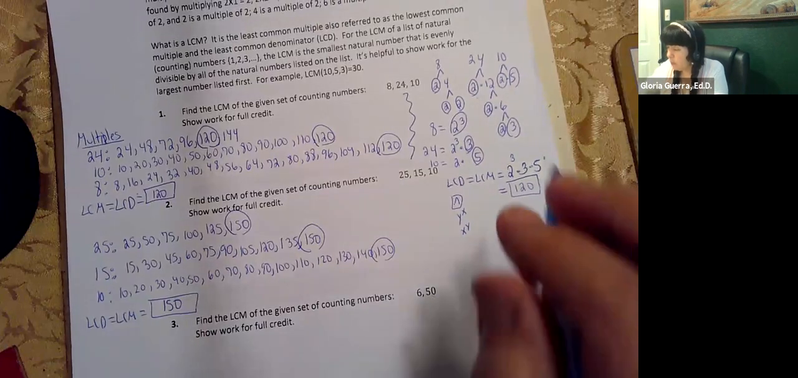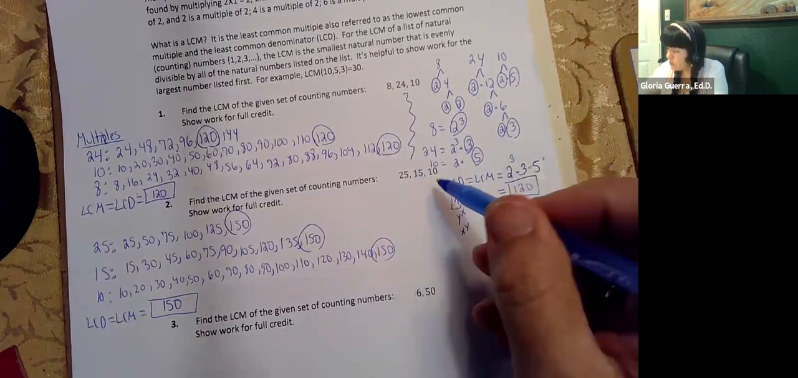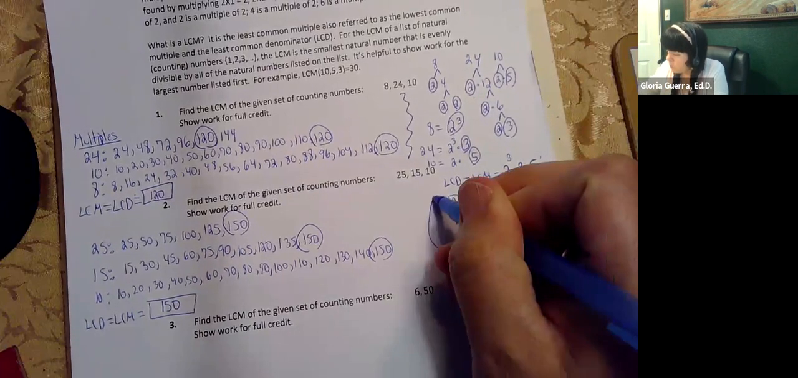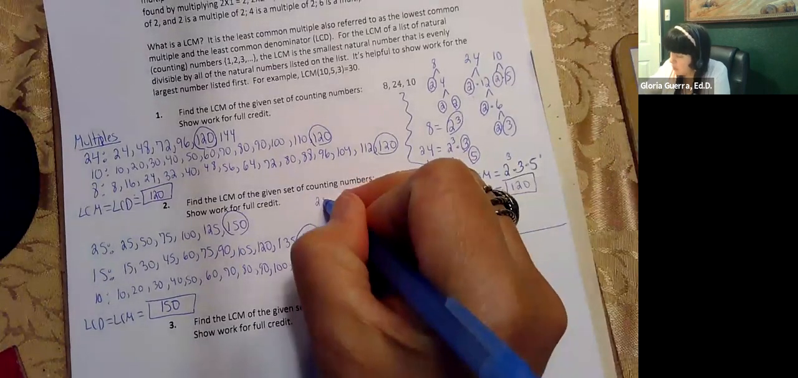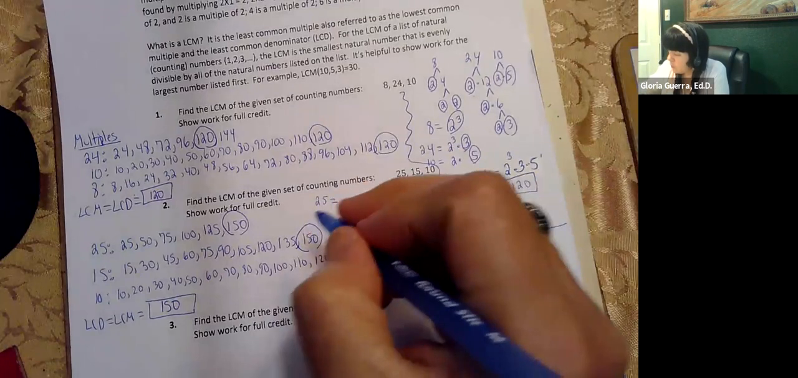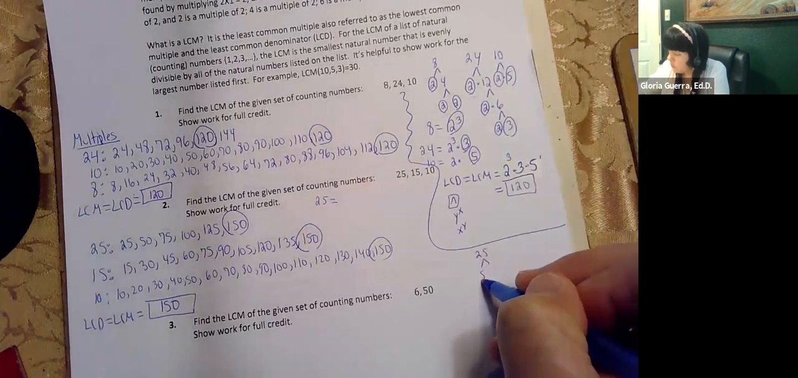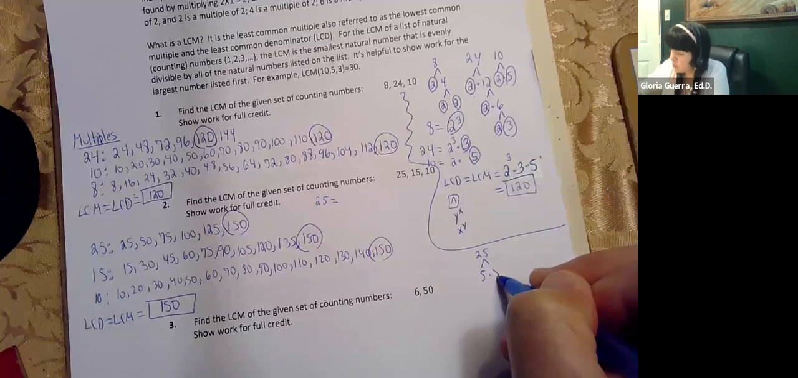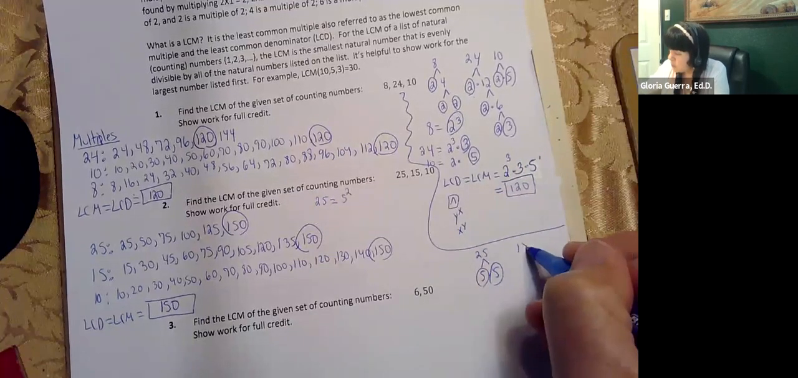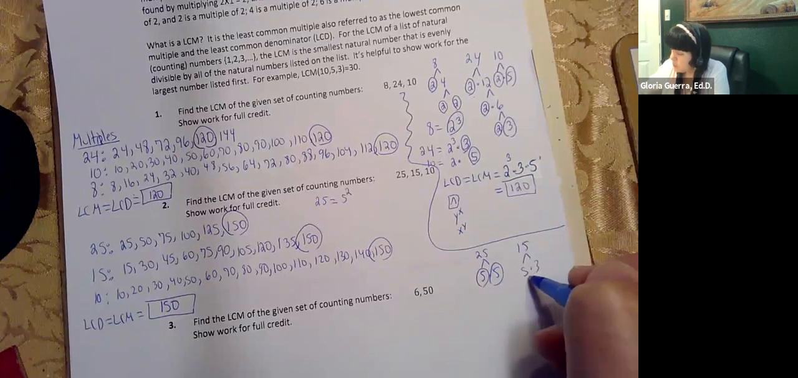Okay, now if you do this method of the prime factorizations, let's see. Okay, so you have 25 is 5 times 5. Okay, that's 5 squared. 15 is 5 times 3.